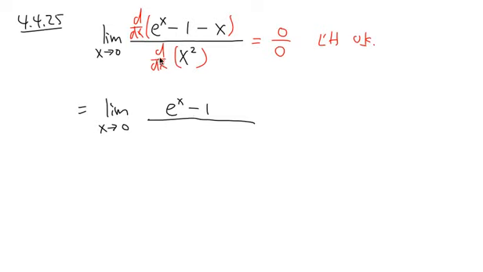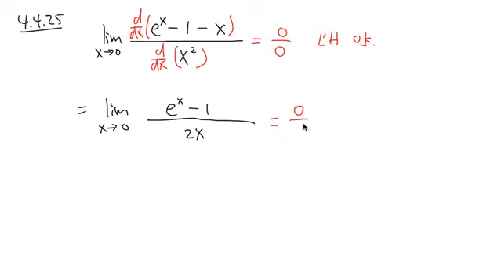And then on the bottom, take the derivative of x squared. That will give you 2x. Now you see that we reduce the equation to this function only, right? And once again, we are going to plug in 0 into all the x to see what we get. If you plug in 0 here, you get e^0, which is 1. 1 minus 1 is 0, over 2 times 0.